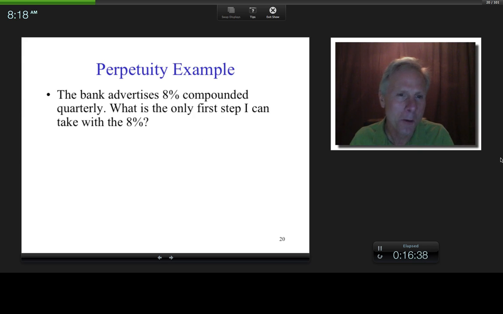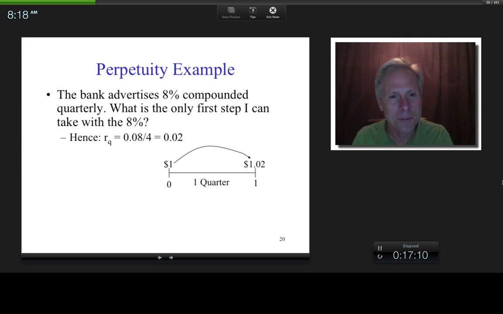Okay, so a bank advertises 8% compounded quarterly, and by definition, which means by memorization, first of all, this 8% compounded quarterly, what kind of rate is that? It's a nominal or stated or advertised or annual percentage rate, APR, right? And by definition, what is the only first step that I can do with that 8%? Well, this is annual by convention, and it says compounded quarterly, so the only first step I can do with that is divide it by 4, which gives me 2%.